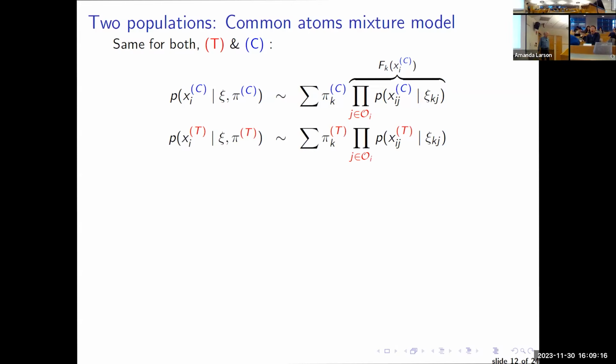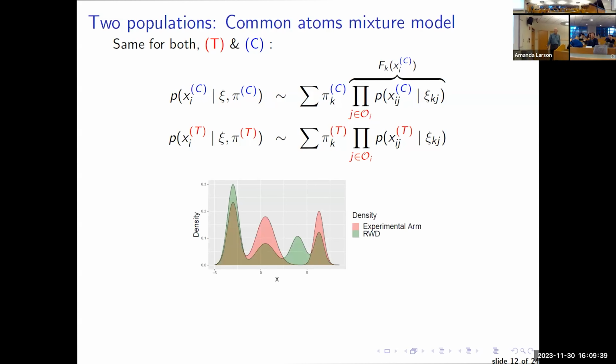Writing down all the same things now with a red superscript, except for one thing. As many times in life, what you have to pay attention to is what you do not see. There's no superscript index on the cluster parameters. Intentionally, of course, because that creates the synchronized mixtures, yeah? So at this moment, we have the common atoms mixture model for the two populations.